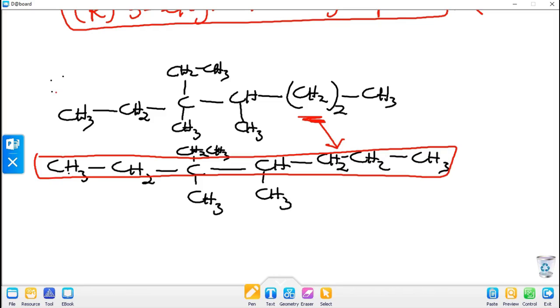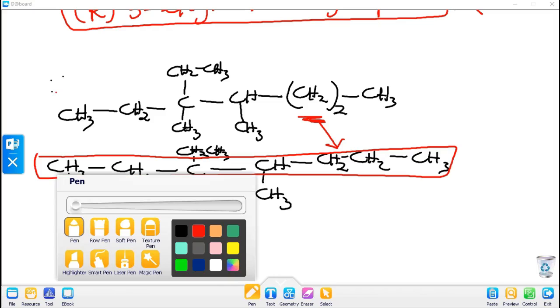Now, I'd like us to also understand that other students may choose to take their counting differently. So don't be afraid of looking for different ways to take your counting. Looking at this, in the parent chain we have just drawn, we have 1, 2, 3, 4, 5, 6, 7 carbon atoms.